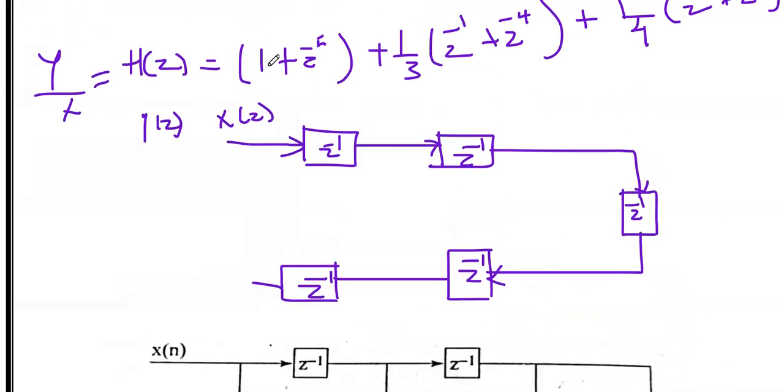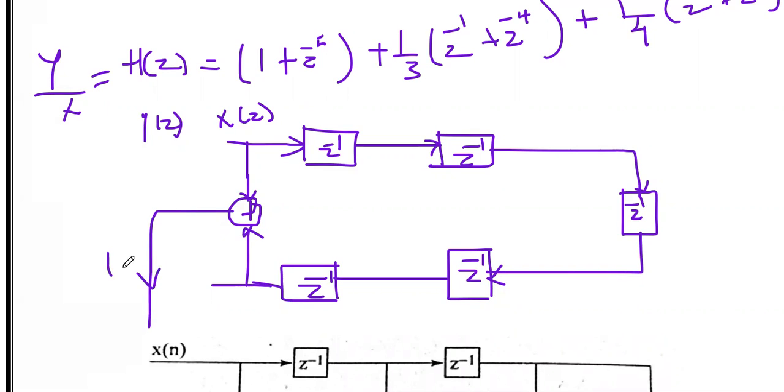Then the next one, what is the first term? 1 plus z power minus 5. So the output of this fifth delay and the X(z) is added. You just add, and this adder output is multiplied with the multiplier, since the coefficient here is 1. The next one, z power minus 1, means the output of first delay and output of fourth delay. You just add using an adder, and the output is multiplied with 1 by 3.